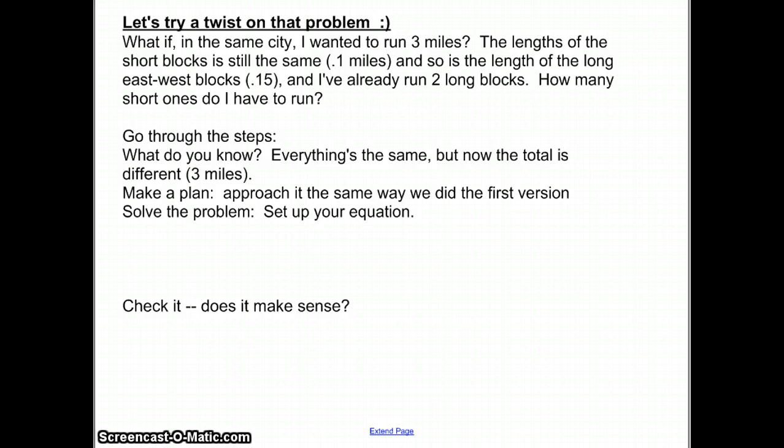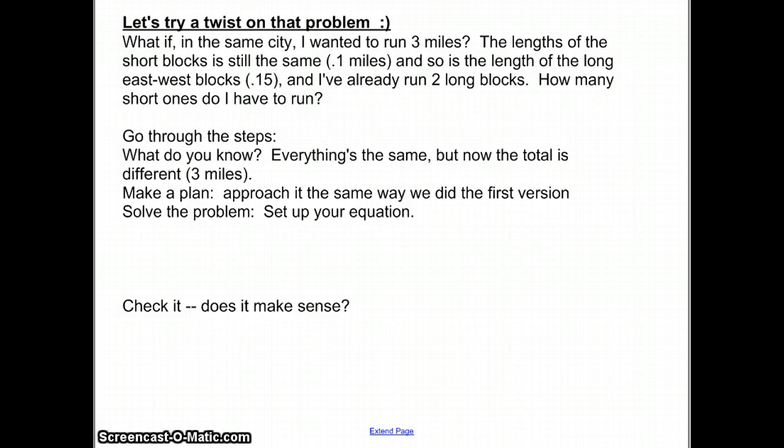So go through these steps. What do you know? Well, everything's the same, but now the total is different, 3 miles. Make a plan. We're going to approach it the same way we did the first version. If we take the distance run in short blocks plus the distance run in long blocks, that will equal the total distance. Solve the problem and set up your equation.